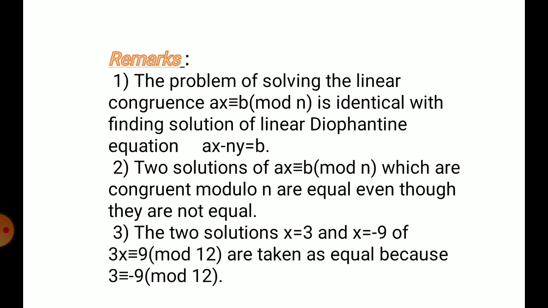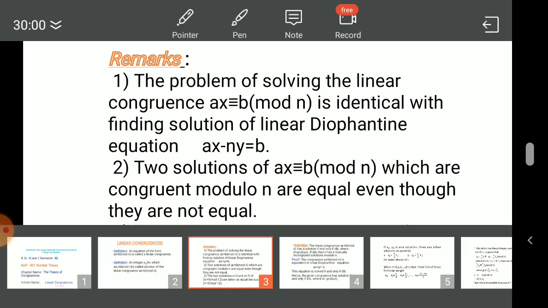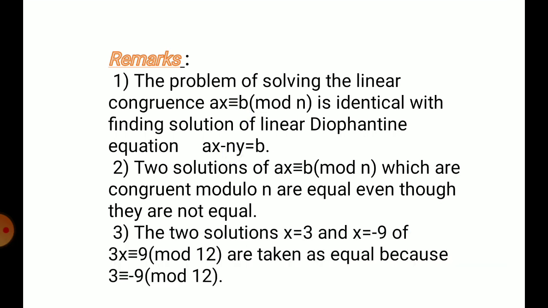The problem of solving the linear congruence ax ≡ b mod n is that of finding a solution of the linear Diophantine equation ax − ny = b. This linear Diophantine equation is obtained by using the congruence ax ≡ b mod n. By the definition we have n divides a − b, and this implies that ax − ny = b.